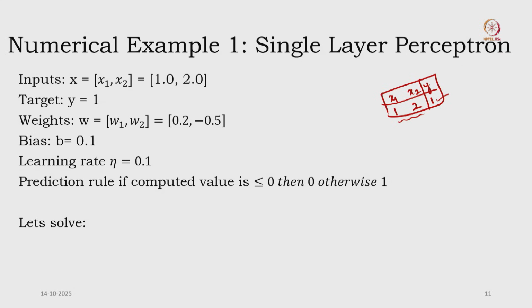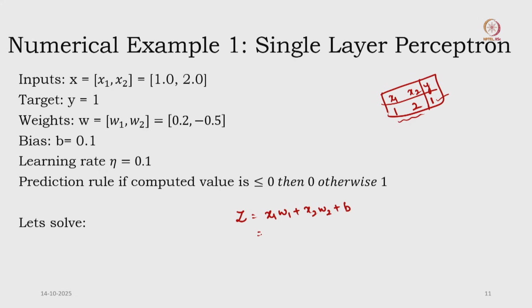Now let us solve this particular problem. What is the first step? You need to calculate Z. How do we calculate Z? X1 multiplied with W1, X2 multiplied with W2, and the bias term.